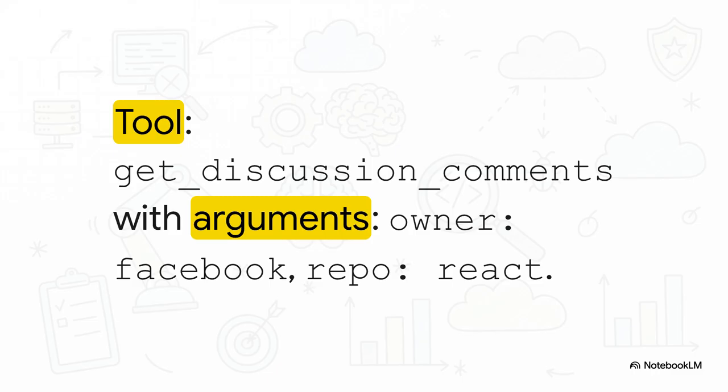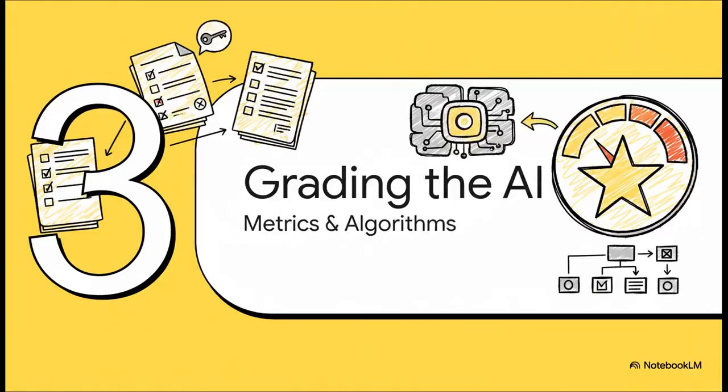It's pretty amazing when you think about it. It has to correctly identify the tool, the owner, the repo, and the discussion number, all from that one simple sentence.